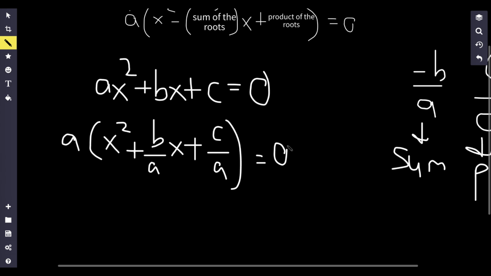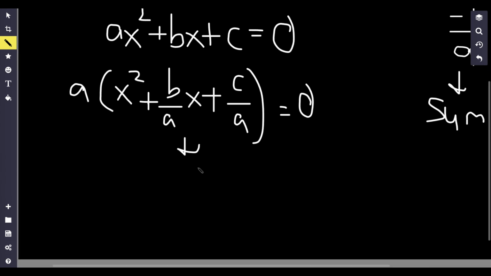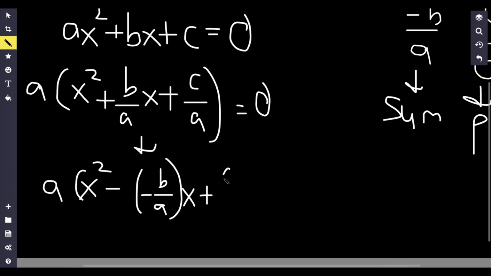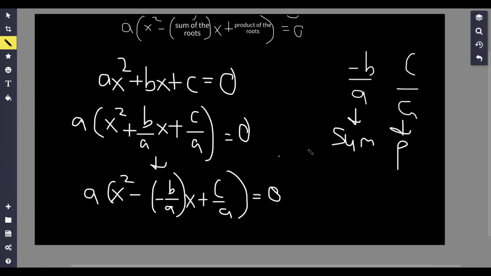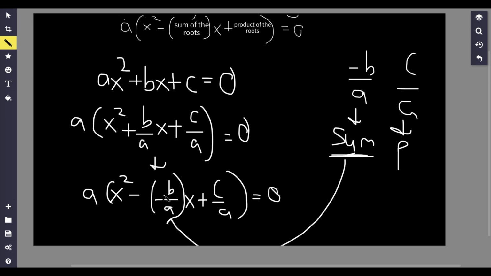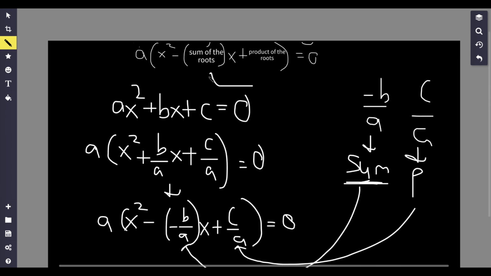is equal to 0. Now let me rewrite this equation as a times x squared minus negative b over a times x, right? I'm allowed to do this because a negative and a negative makes a positive, plus c over a is equal to 0. Now you notice how negative b over a is equal to the sum of the roots. So we can substitute the sum of the roots in here, and the product of the roots, which is c over a, we can substitute here, ending up with this formula now, right?